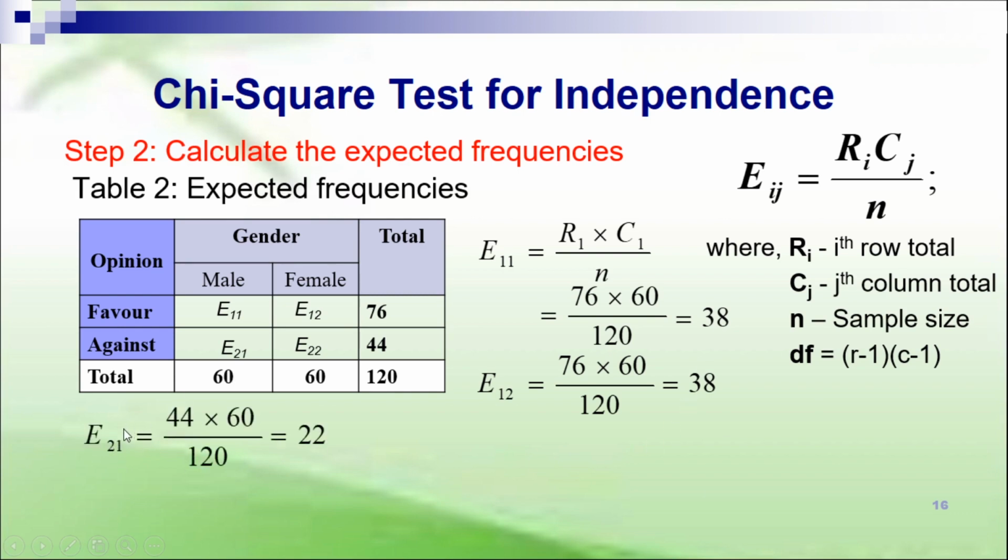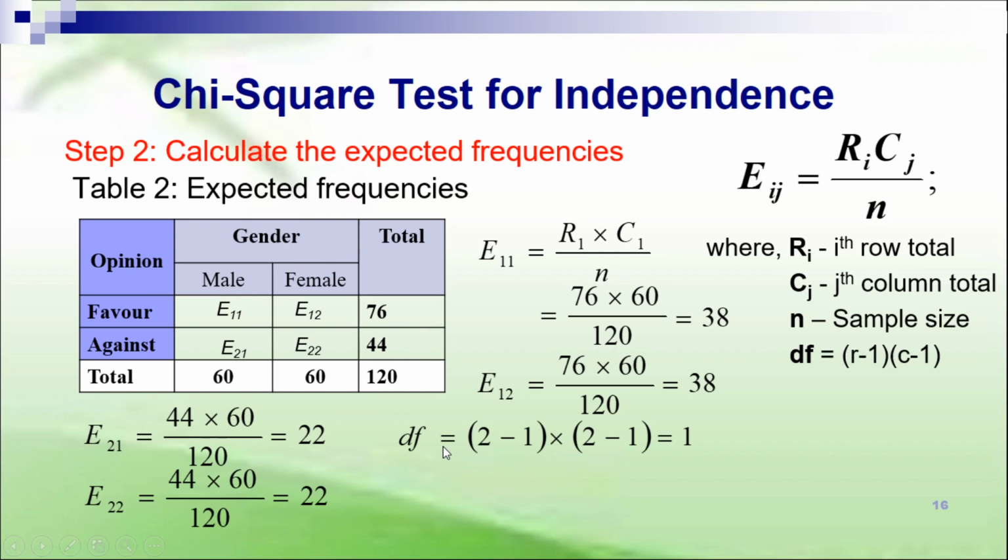E21 belongs to the second row and first column. Then take the product of the second row total and the first column total, 44 times 60 divided by 120. This equals 22. E22: now see the first number is 2, so get the second row total and second column total. Second row total 44, second column 60, divided by 120, same values, so the answer equals 22. In that way you can calculate the expected frequencies, and also determine the degrees of freedom. For this example, 2 minus 1 times 2 minus 1, degrees of freedom equals 1.